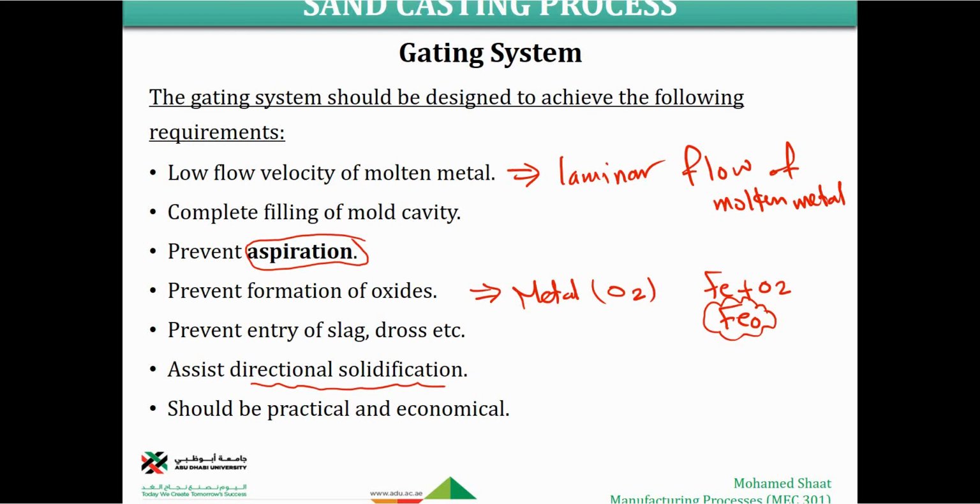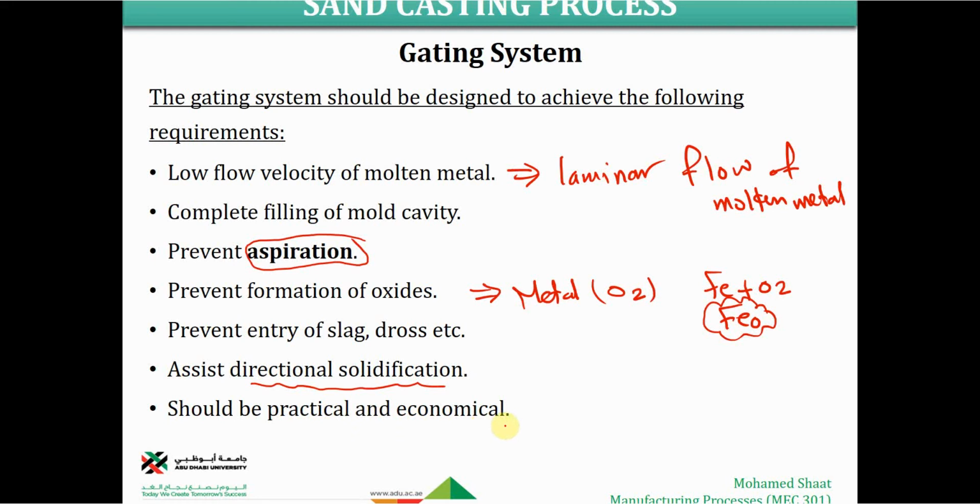It's used for cooling down the molten metal or decreasing its temperature. So in case some parts of the molten metal are exposed to a bigger surface area of the sand than other parts, that part will solidify faster than the other one. So we have to design the gating system and place it somewhere to allow for the same rate of solidification everywhere through the gating system. Make sense? Also, it should be practical and economical.